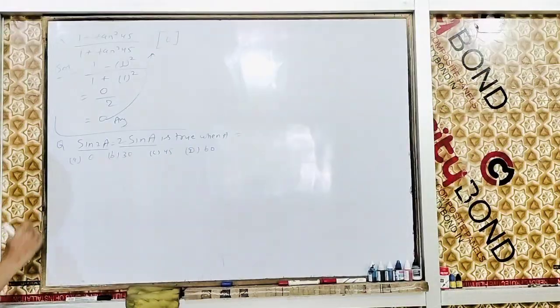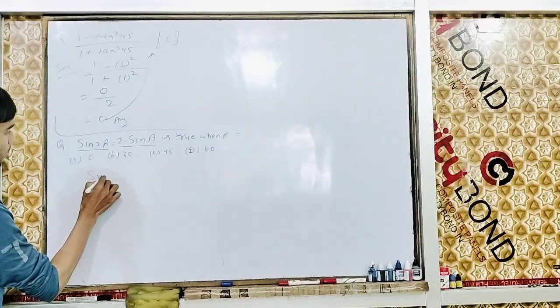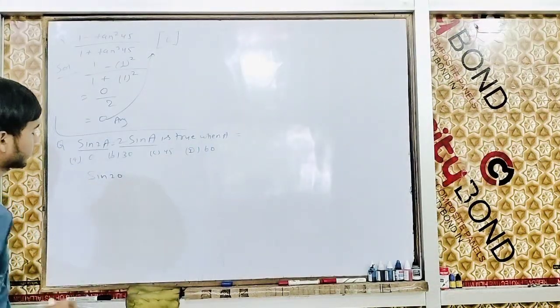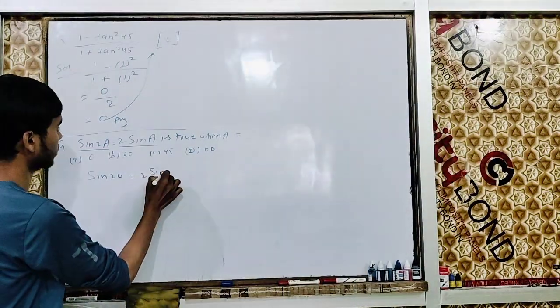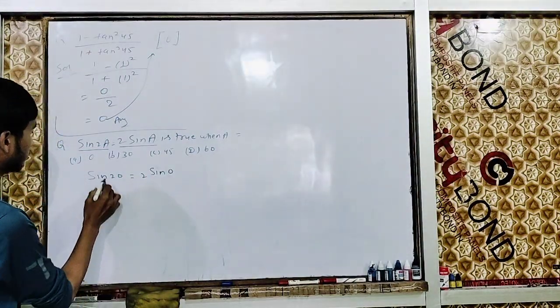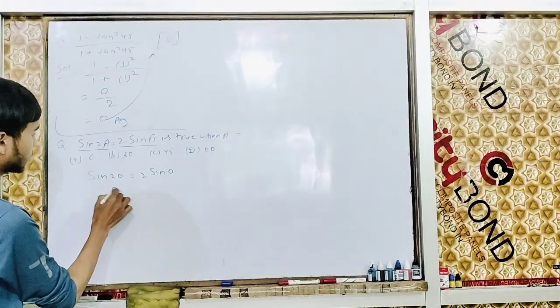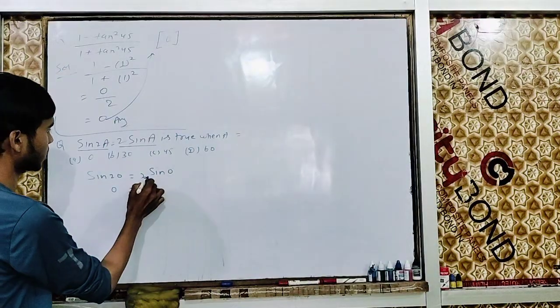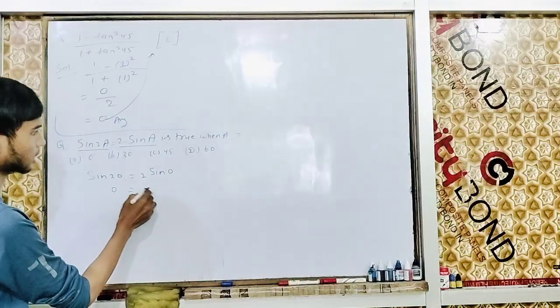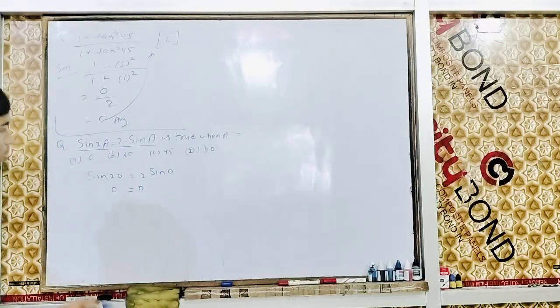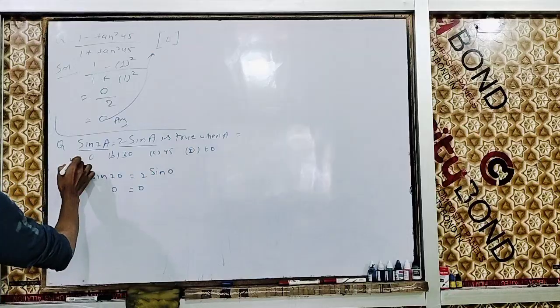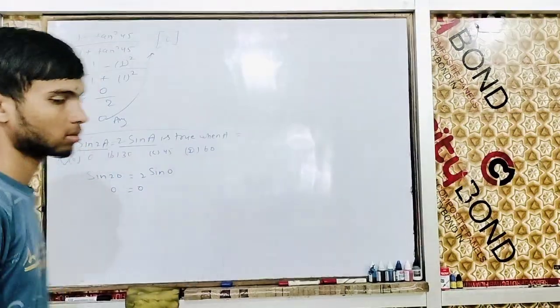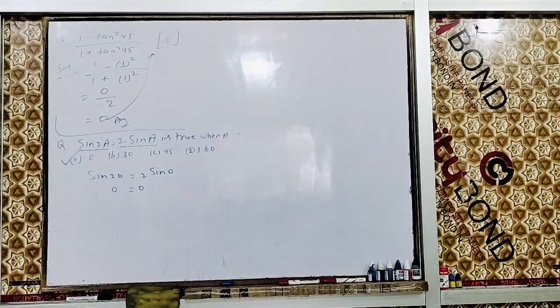Let's start from here. If you put sine 0 degree, we know that sine 0 degree is 0, and then 2 sine 0 degree is also 0. So both are equal. So the answer would be this same. This was an objective question. I can understand your feeling.